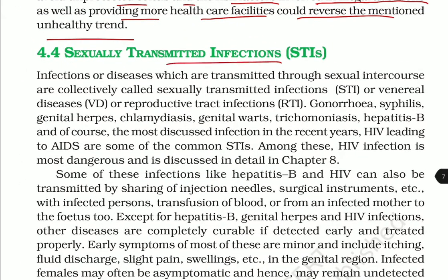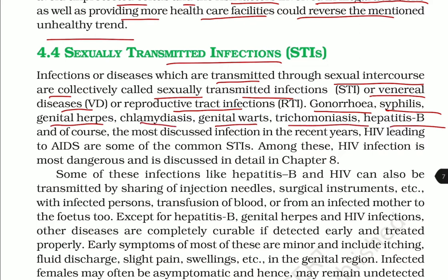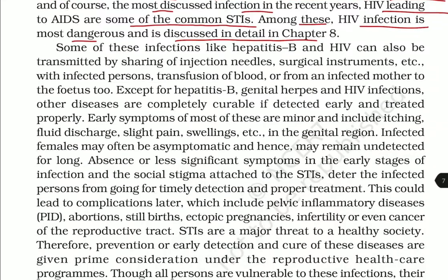STIs, sexually transmitted infections. Infections or diseases which are transmitted through sexual intercourse are collectively called sexually transmitted infections (STI), or venereal diseases (VD), or reproductive tract infections (RTI). Gonorrhea, syphilis, genital herpes, chlamydiasis, genital warts, trichomoniasis, hepatitis B, and of course the most discussed infection in recent years, HIV leading to AIDS, are some of the common STIs. Among these, HIV infection is the most dangerous and is discussed in Chapter 8.